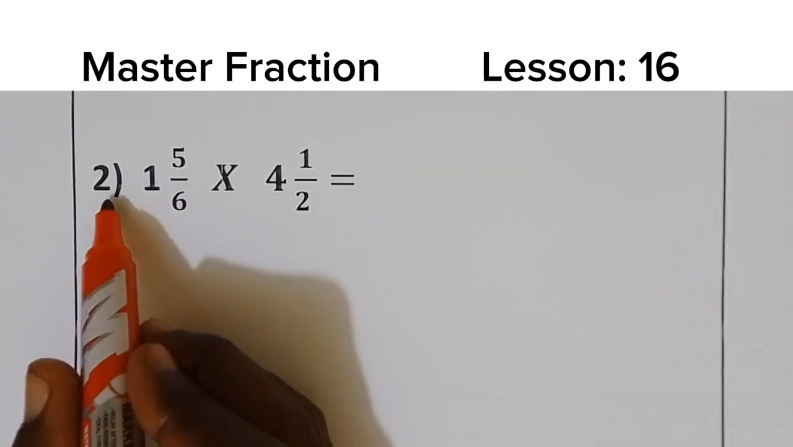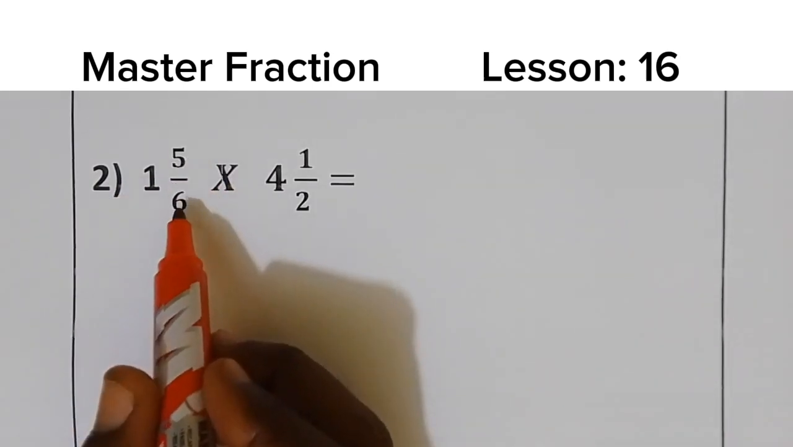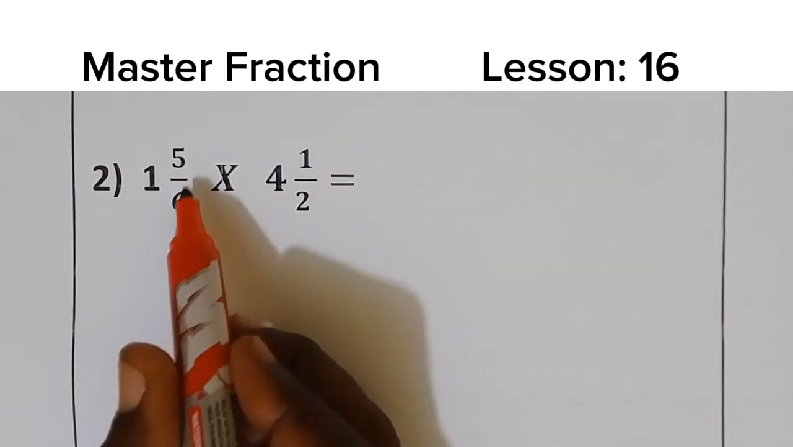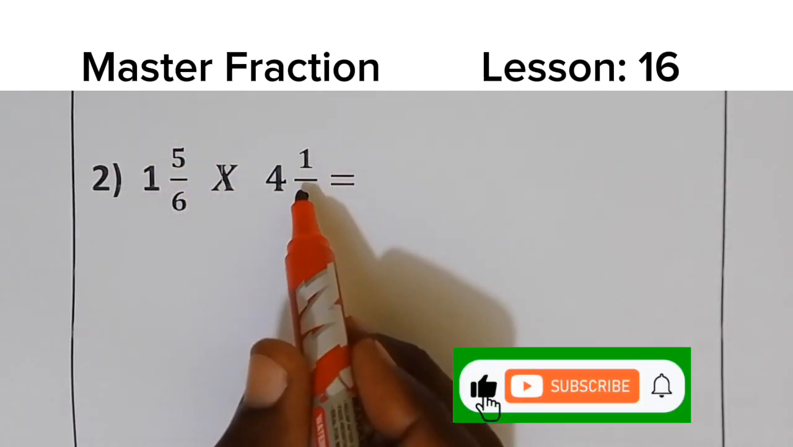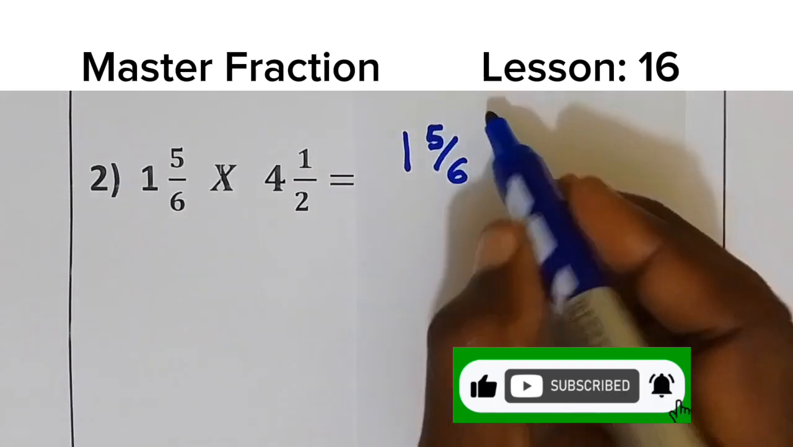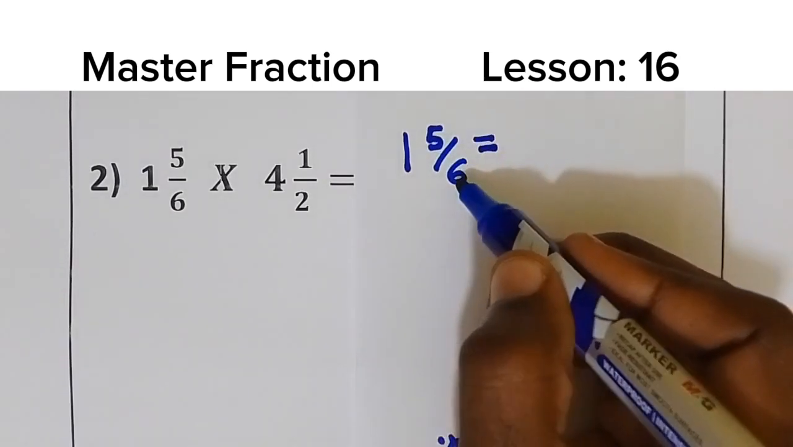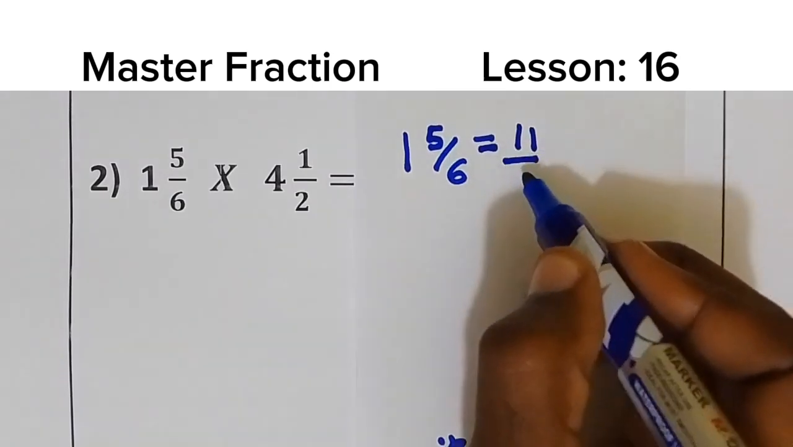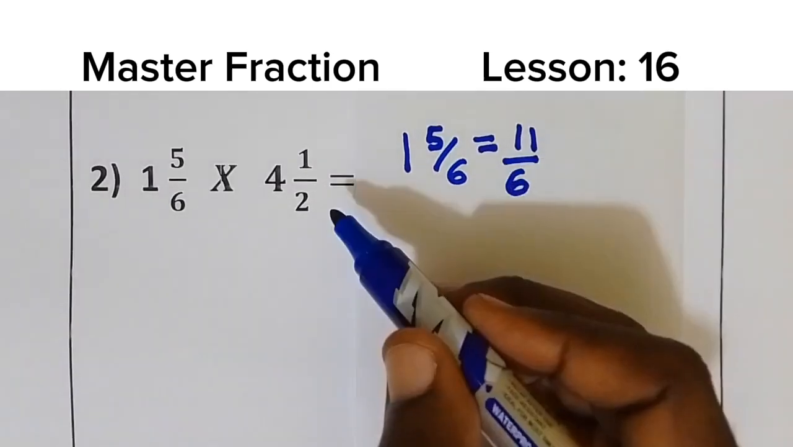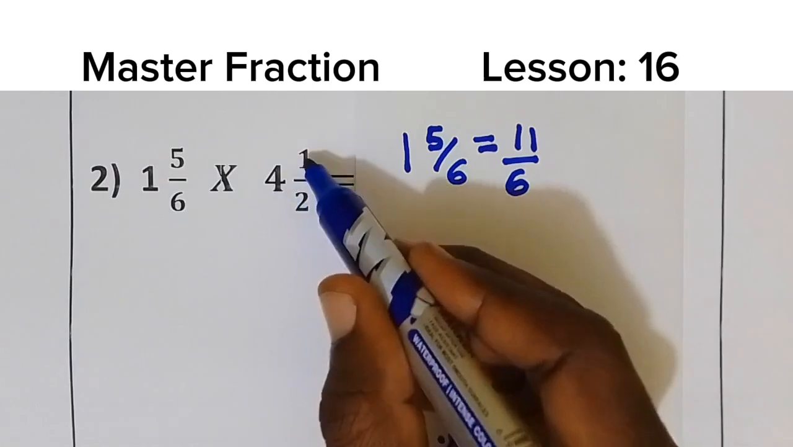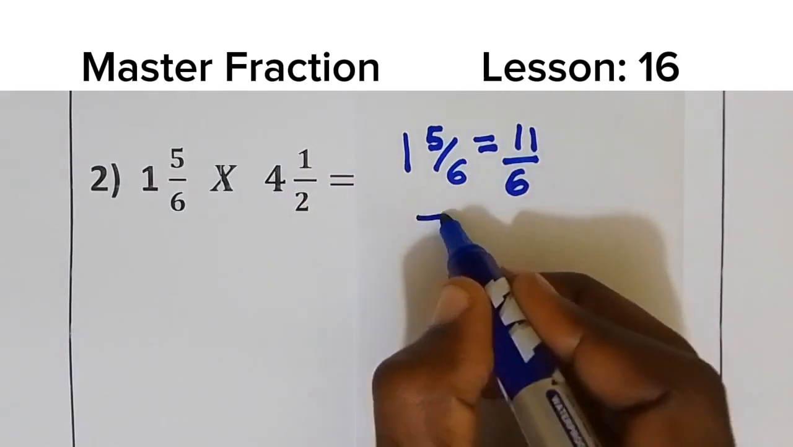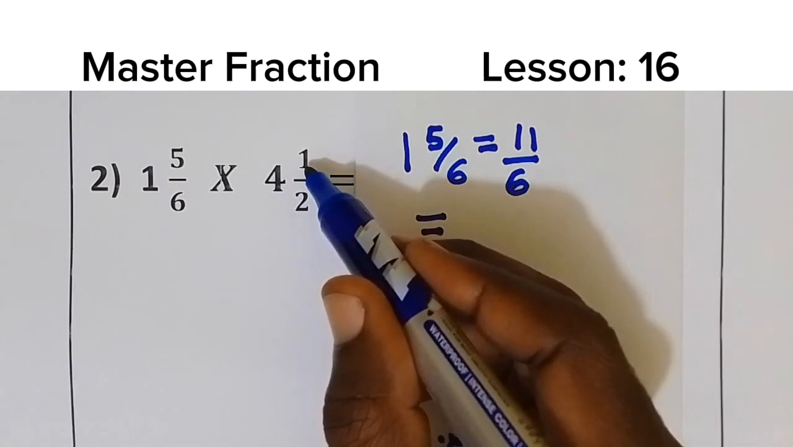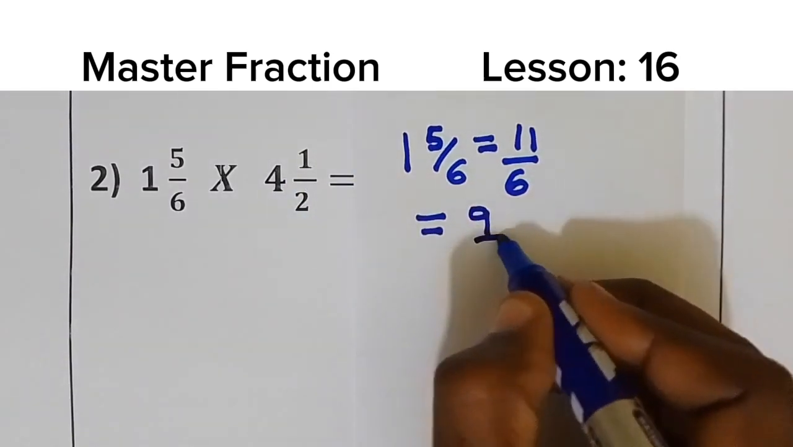Let's do question number 2. We have 1 5/6 multiplied by 4 1/2. First, we are going to change these mixed numbers into improper fractions. 1 5/6 is the same as 6 multiplied by 1, we get 6, plus 5, we get 11 over 6. And 4 1/2 is the same as 2 multiplied by 4, we get 8, plus 1, get 9. So it's the same as 9 over 2.